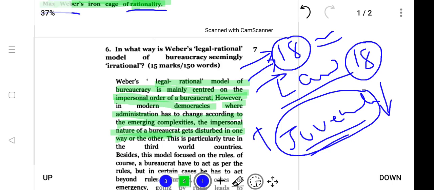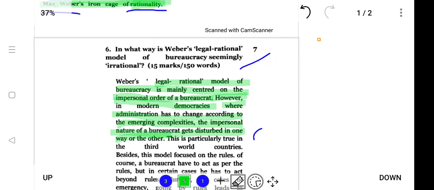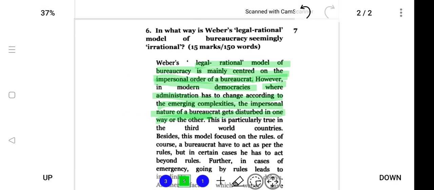However, Weber's theory of bureaucracy says that those above 18 years should go to jail. So this shows that modern laws need to be competent with time. That is, as time and situations change, the laws must change. Weber does not completely support this. However, today the world has complex situations. So this is particularly true in third world countries like India, Africa, etc.